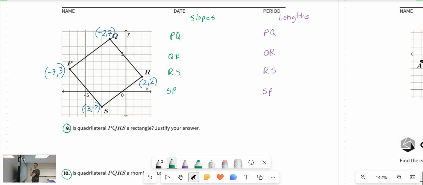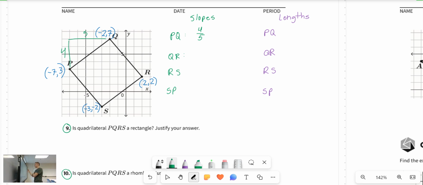So what is the slope from P to Q? Well, the change in Y, right? How high do we go? We're going up 4 over 1, 2, 3, 4, 5. Up 4 over 5. So the slope is 4/5.